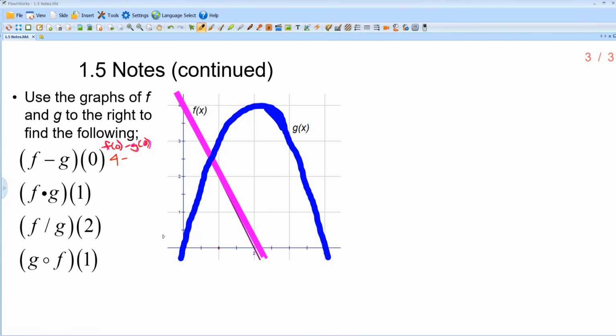Minus g of 0, so I'm looking at the blue function, and g of 0 means when x is 0, what is y, which would be 0. 4 minus 0 is 4.